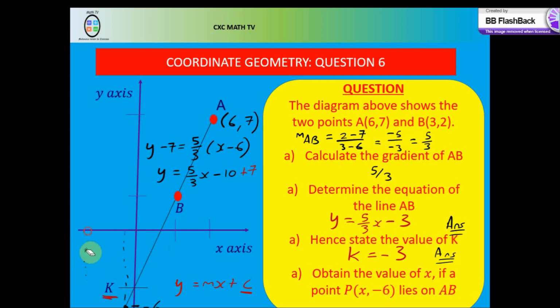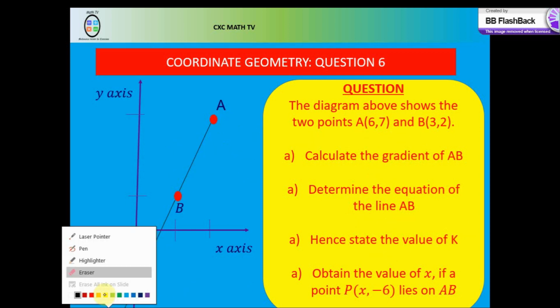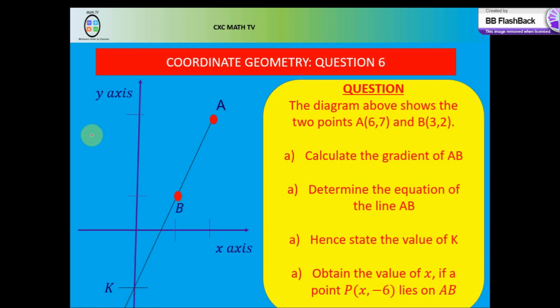No problem. To do that, we're going to use the equation of the line. Remember the equation of the line we generated is y is equal to 5 over 3x minus 3. So if the y value is negative 6, then negative 6 is 5 over 3x minus 3. Now solve for x. Add 3 to both sides. Minus 6 plus 3 is equal to 5 over 3x. Remember, this is the last part we're doing. Let's call it D.